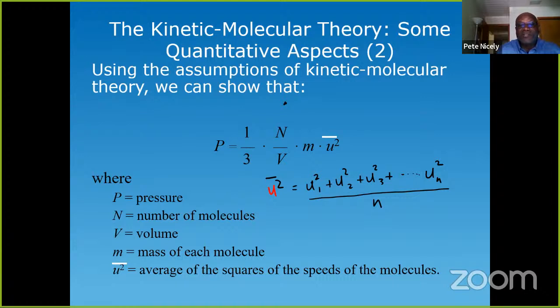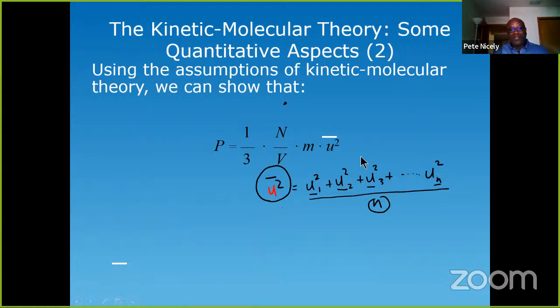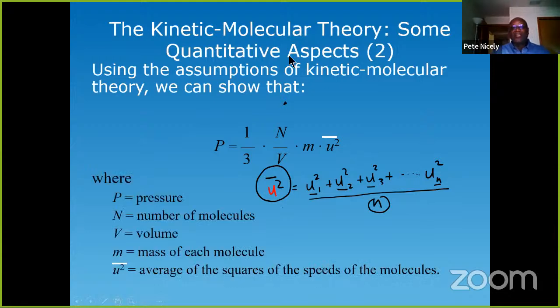So basically what you're going to do is take molecule 1's squared speed, same thing for molecule 2, same thing for molecule 3, and so on until you get to the nth molecule. You add them up and then divide by the total number of molecules, and that gives you what we call the mean of the squares of the speeds of the different molecules present in a gas, all right? So that's what that means. Sorry about that. All right, so that's what this equation is saying.